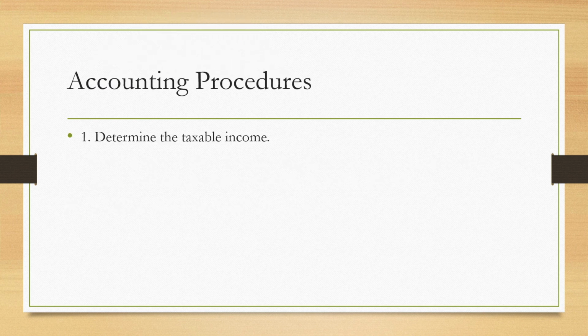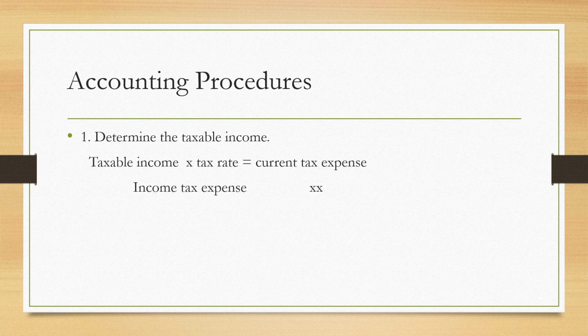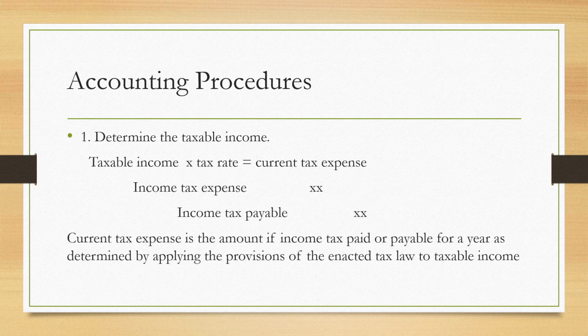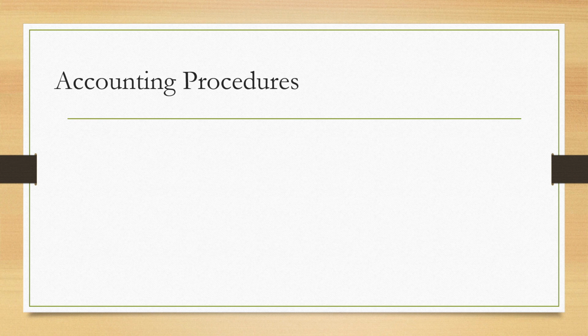Accounting procedures. Number 1, we have to determine the taxable income. Taxable income times tax rate is your current tax expense. The entry is debit to income tax expense, credit to income tax payable. This is your current liability. Current tax expense is the amount of income tax paid or payable for a year as determined by applying the provisions of the enacted tax law to taxable income.